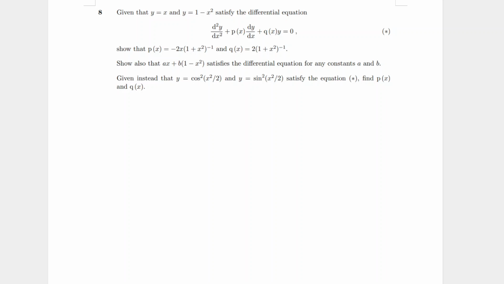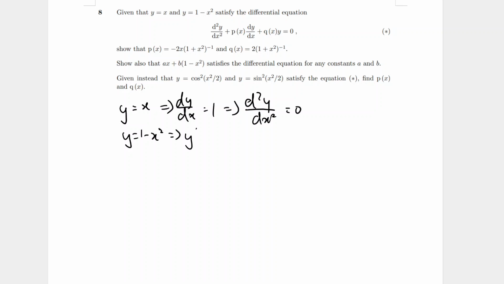So, let's say I have y equals x. Well, then for obvious reasons, dy/dx equals 1, and d2y/dx squared equals 0. Yeah, and same thing for y equals 1 minus x squared. So dy/dx equals minus 2x. Sorry for the inconsistent notation, but you get what I mean. y double prime is minus 2. Okay, let's sub that in.